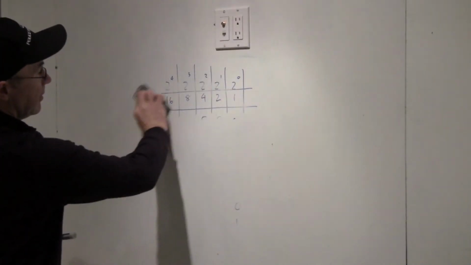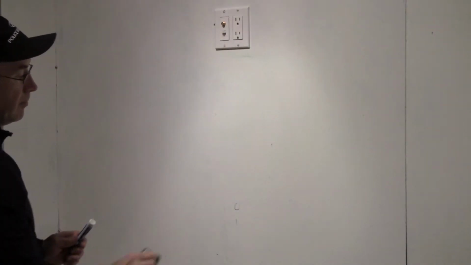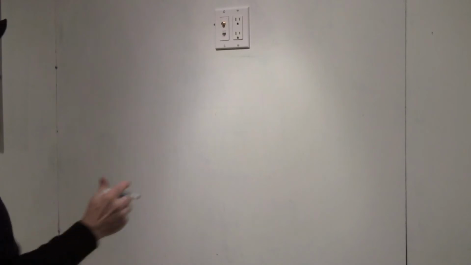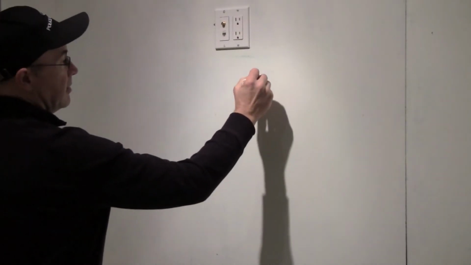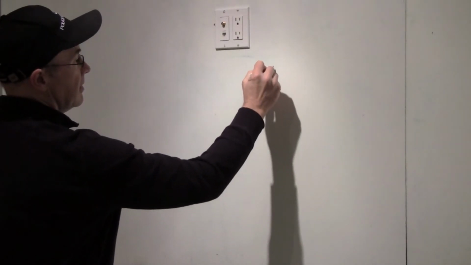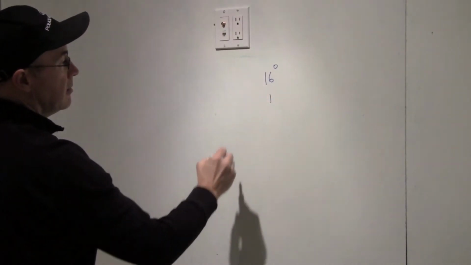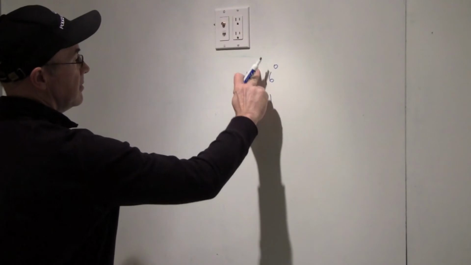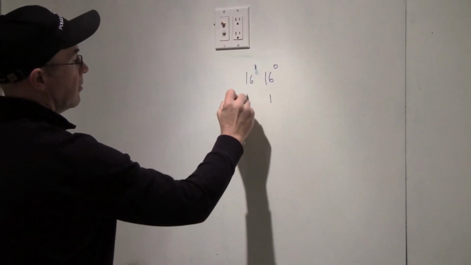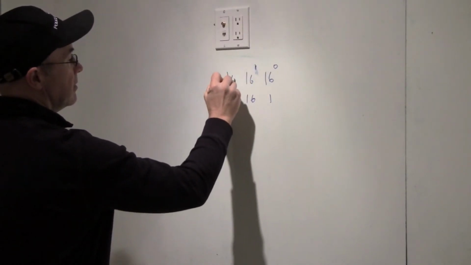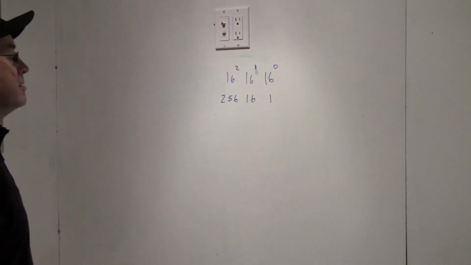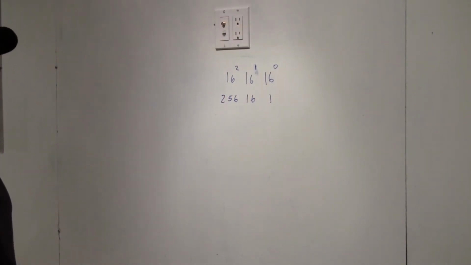So let's do a quick base 16, or hexadecimal, using the same method. The first column will be 16 to the 0, which is 1. Then 16 to the 1 power, which is 16. 16 squared is 256. 16 cubed, I'm not sure what that is right off the top of my head.